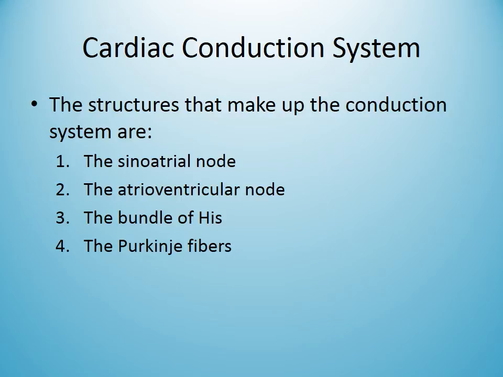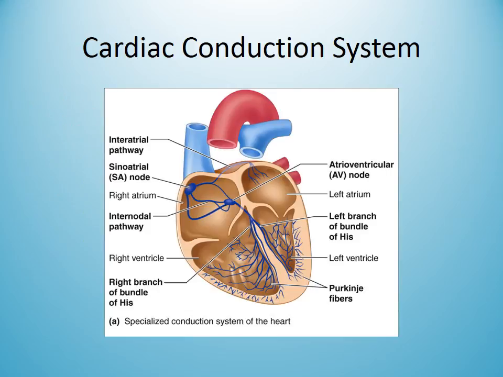Structures of the conduction system are these four main parts. So we have the sinoatrial node, the atrioventricular node, the bundle of His, and the Purkinje fibers. So this is exactly where the electricity flows through. The 1, 2, 3, 4, it flows through these four areas of the heart.